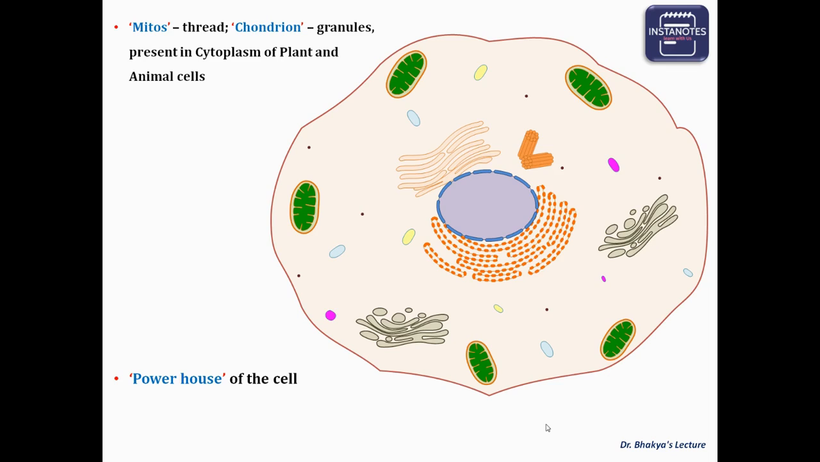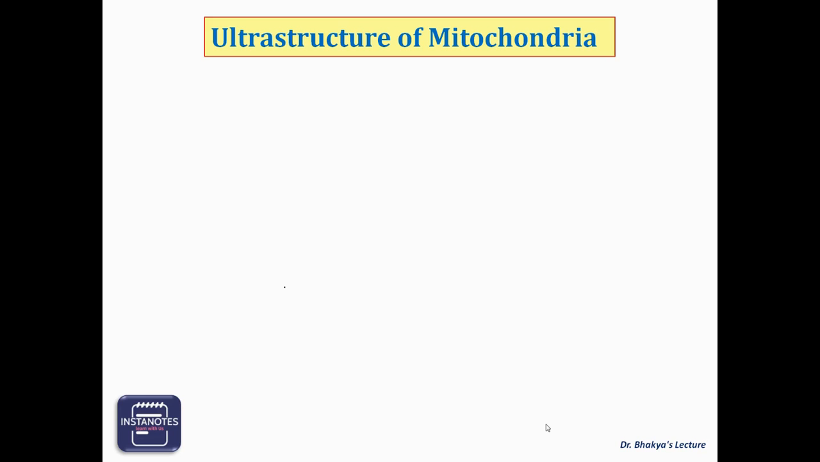It is generally called the powerhouse of the cell. Why? Because the mitochondria is the site of energy production for the cell. The energy is produced in the form of ATP, that is adenosine triphosphate.